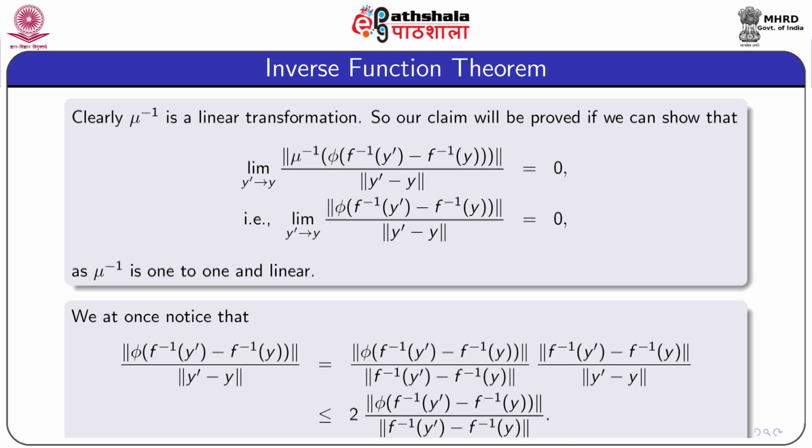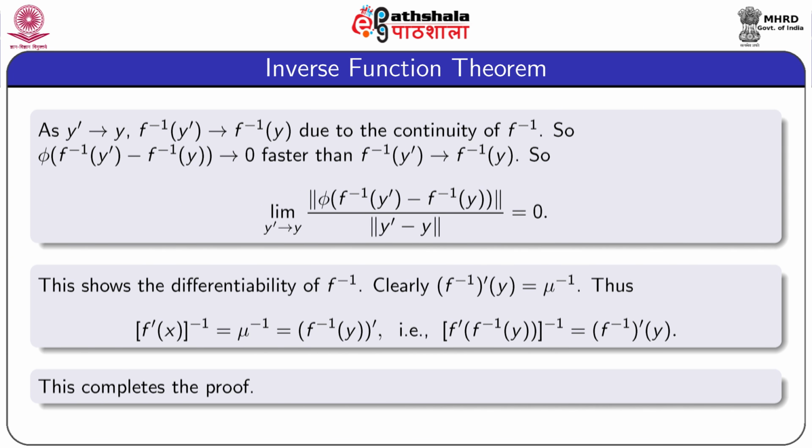So, this is less than or equal to twice the norm of phi of f inverse y dash minus f inverse y by the norm of f inverse y dash minus f inverse y, because we have earlier proved that the second term is bounded by 2. As y dash tends to y, f inverse y dash tends to f inverse y by continuity of f inverse. So, phi of f inverse y dash minus f inverse y tends to 0 faster than f inverse y dash tends to f inverse y.